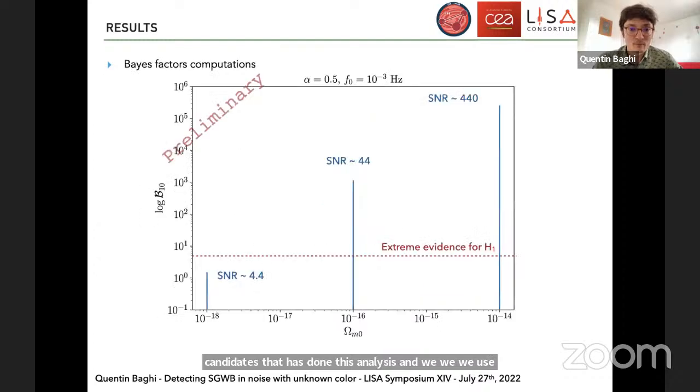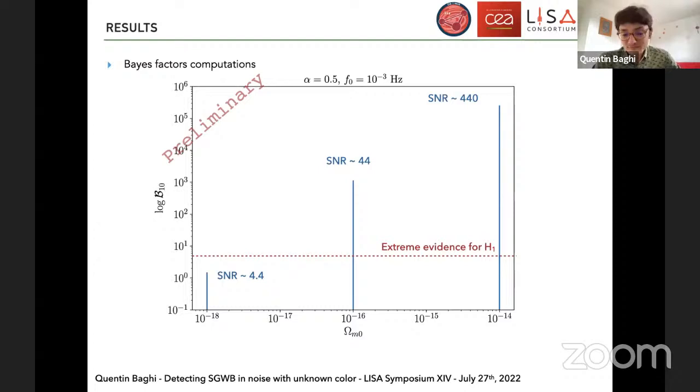and we used the optimal number of knots in our analysis. And regarding Bayes factors, we show that we are able, with these assumptions, to detect or not detect a stochastic gravitational wave background with this simple model, depending on their SNR.